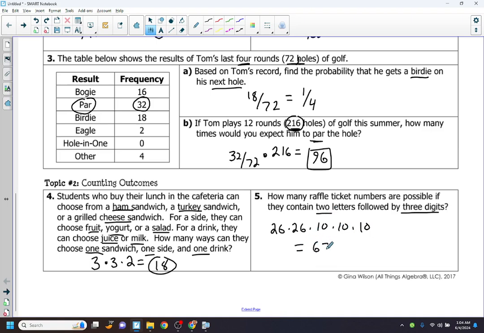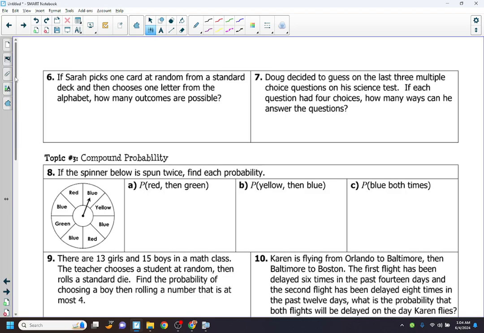You multiplied all that, that's 767,000.